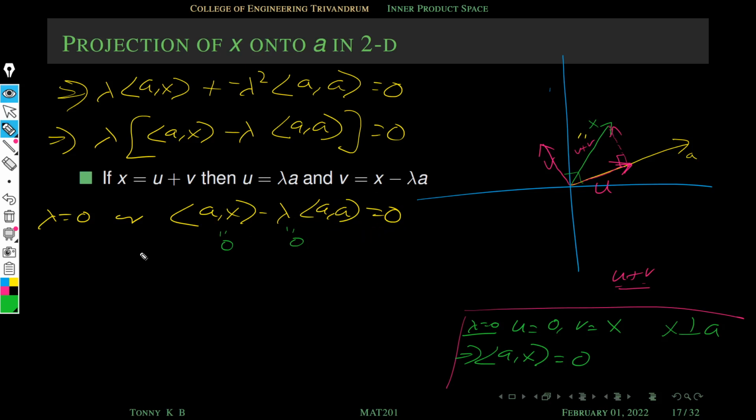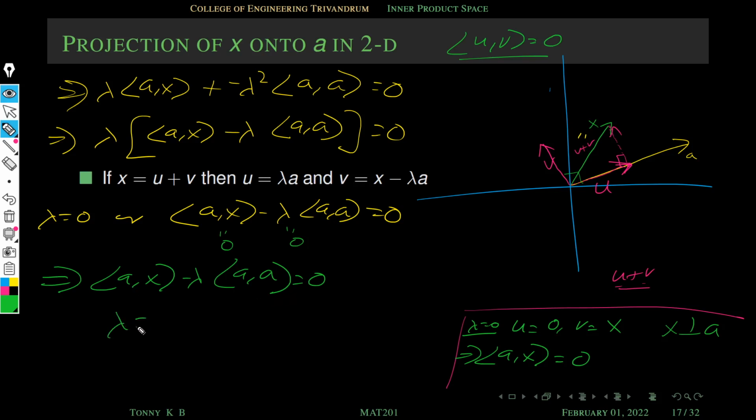Okay, so this implies inner product of ax minus lambda inner product of aa equal to 0. This is always true, so we are starting from inner product of uv equal to 0. If inner product of u and v equal to 0, this is always true. So our aim is to find this unknown lambda. This a is known, x is known, so to find u and v, the only unknown is lambda. Now you can solve lambda from this equation.